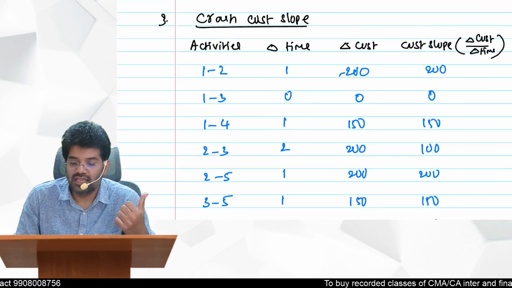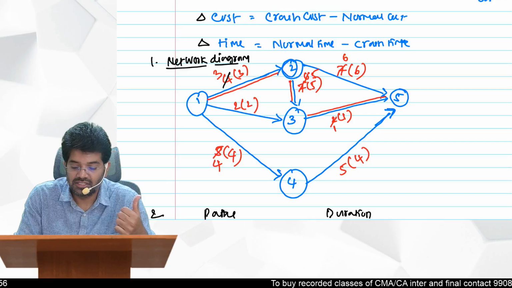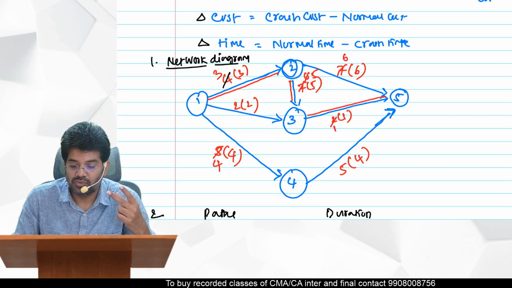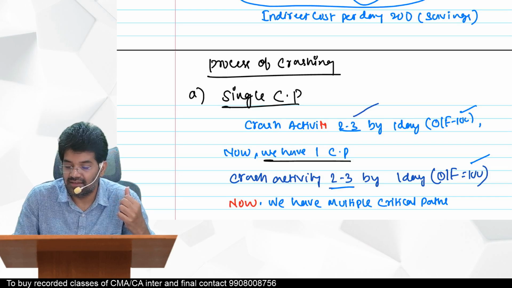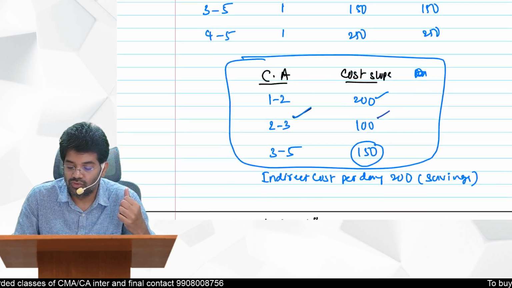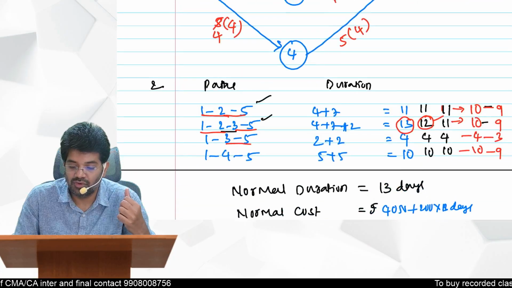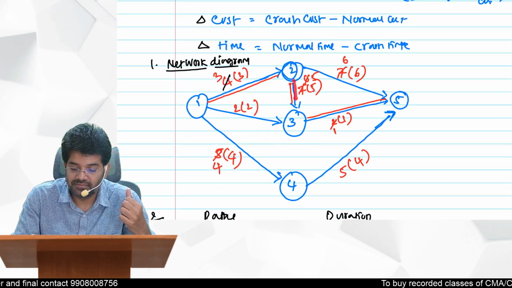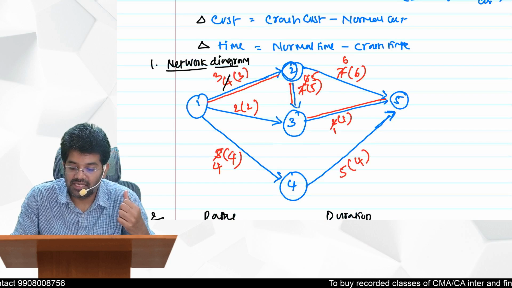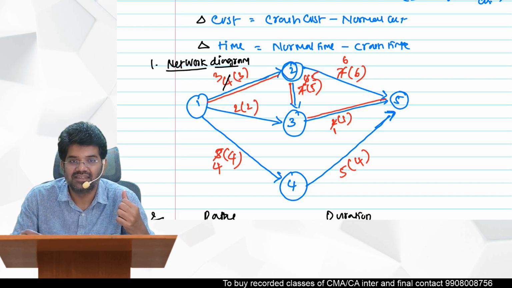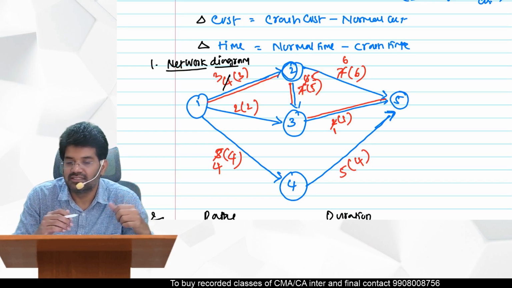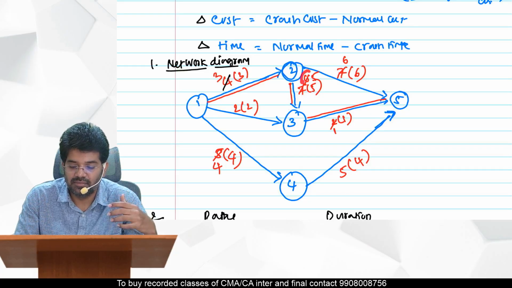If you see 2 to 3, what is the time required? Which one did we crash earlier? We crashed activity 2 to 3 by 1 day. 2 to 3, not 1 to 3. I was showing you 1 to 3; 2 to 3 means this one. What is the time for 2 to 3? 7 days. Now you are crashing that by 1 day, so that will become 6. So in the diagram, first you reduce it. It will become 6.